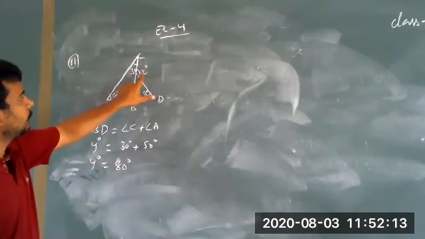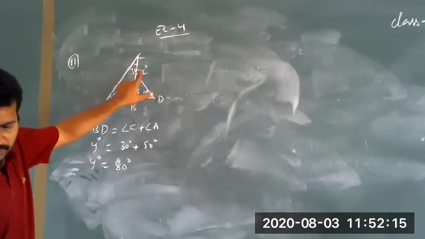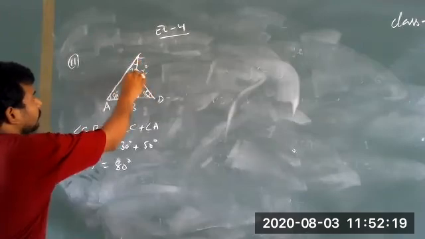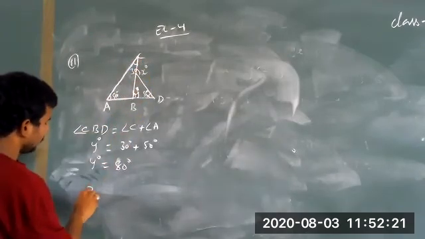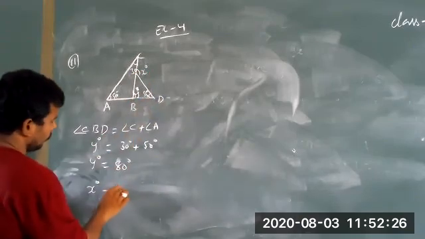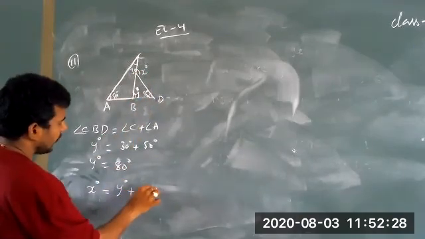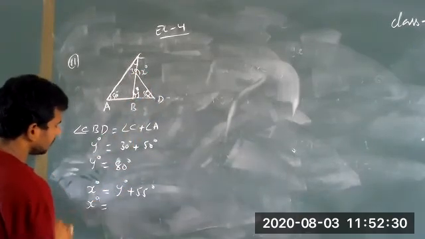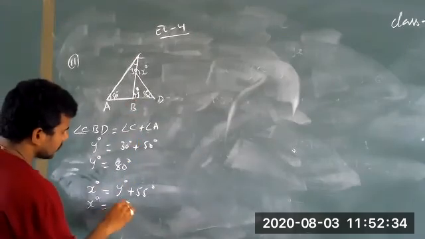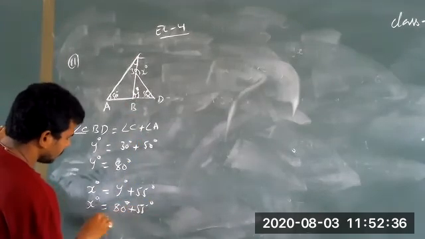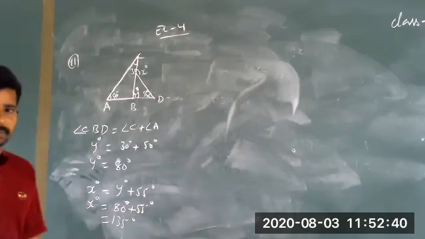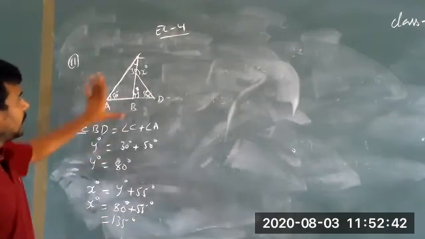Now you can find this angle x degrees. So x is equal to what? This x degrees is the exterior angle. So you can add y degrees plus 55 degrees. So x degrees equals y degrees, how much? 80 degrees plus 55 degrees. 80 plus 55, 135 degrees. Clear, children? Once again, this is the diagram.